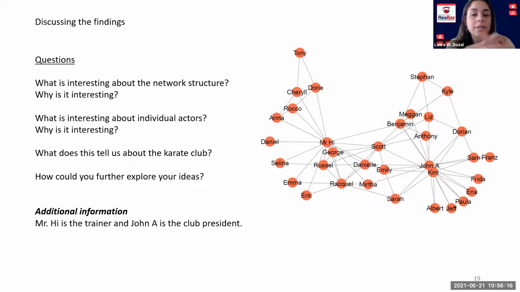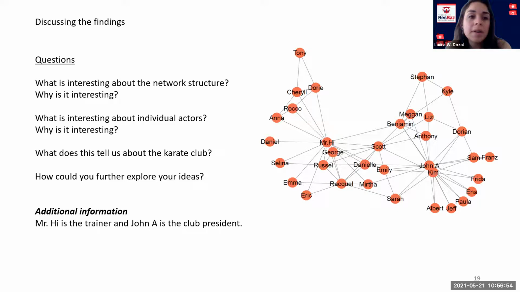So looking at our network, I guess if anyone wants to chime in, what is interesting about the network structure and why is it interesting? Looks like there are two major groups between Mr. High and John A, and they're connected, but not overlapping visually, at least.